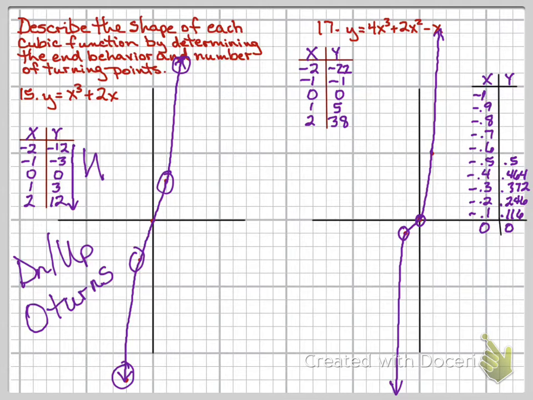-0.6 is 0.456. -0.7 is 0.308. -0.8 is 0.032. -0.9 is negative 0.3996, and then negative 1 is at negative 1.